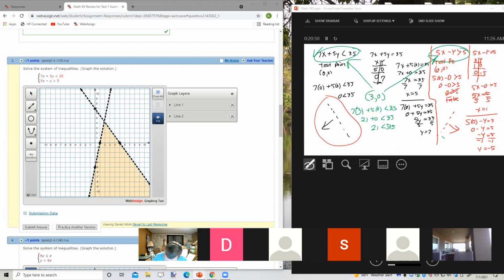Now let's put it in here. Let's see, (3, 0): 5 times 3 minus 0 greater than 5. 15 minus 0 greater than 5. 15 greater than 5. It checks there. Okay, so after I found the region that was the solution to both, I picked a point inside, not on the line, but inside, and it was a solution to both. You okay with that?